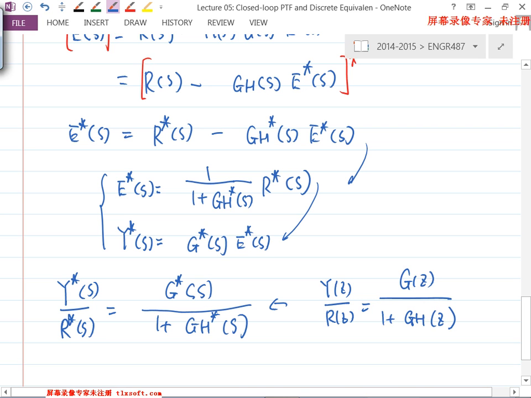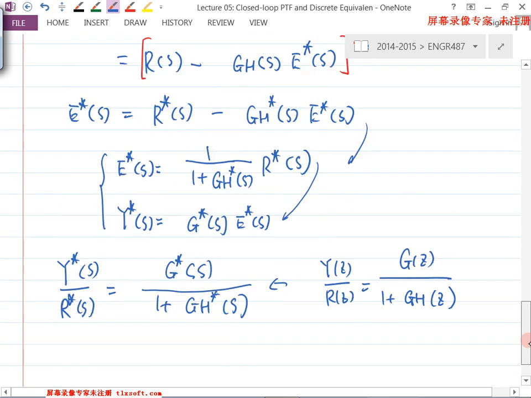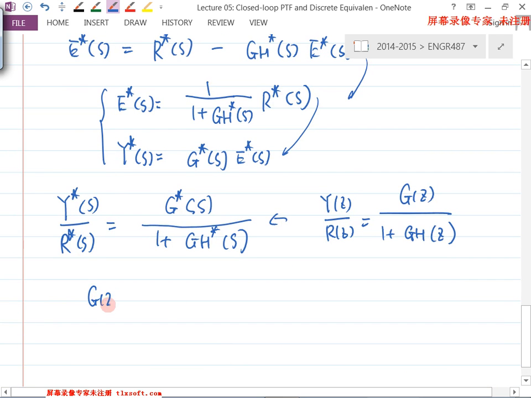So you might want to ask, well, how do I get a G of Z, or how do I get a GH of Z, right? Well, what's the G of Z? You know what the G of Z should be, the G of S, right? You have two different ways to do it. You can use a table, or go from G of S to G star first by finding the residues, and then do a replacement to find the Z function. This is the closed loop pulse transfer function.